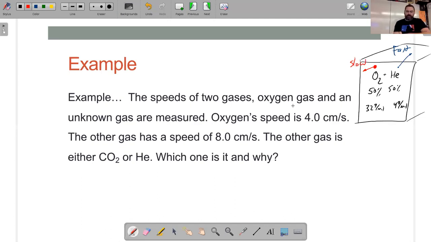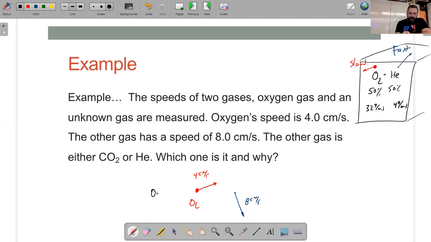So here we've got an example. I've got two gases, oxygen and some other gas. So if I've got some oxygen, here's O2, and it has a speed of about 4 centimeters per second. And there's some other gas with a speed of 8 centimeters per second. Well, if it's got a speed of 8 centimeters per second, it must be smaller and it must be moving faster. And it turns out, well, is the other gas CO2 or is it helium?